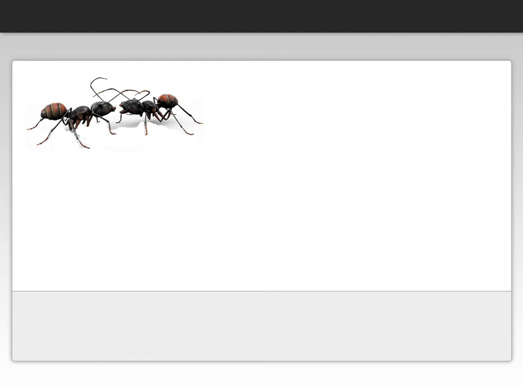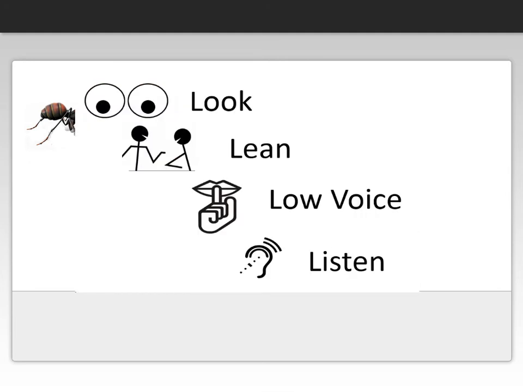The first one is look. It's important to have eye contact with your partner. Next, lean slightly towards your partner so that your body language indicates that you are interested in what they have to say, keeping in mind that body language facilitates your ability to attend to what your partner is saying. Next, use a low voice. In the next slide, we will discuss a strategy for teaching students how to use a low voice. The 4th L is listen. Again, the 4 L's are look, lean, low voice, and listen.